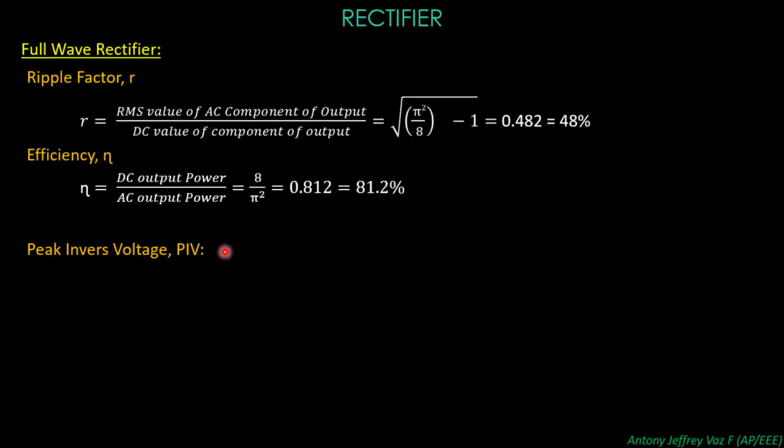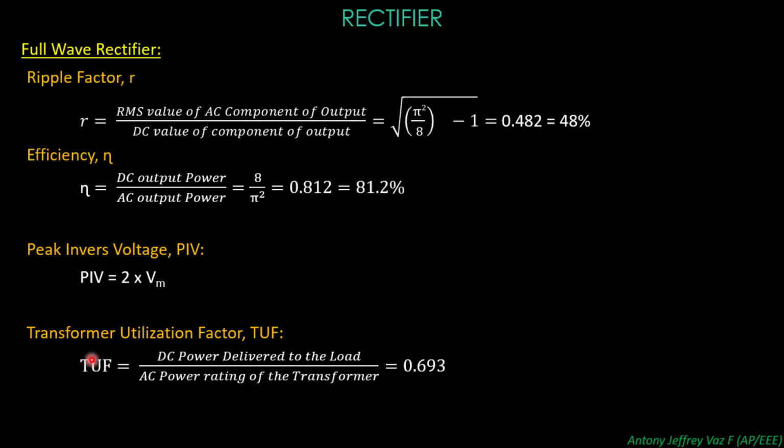Peak inverse voltage is the maximum inverse voltage across the diodes. Here you have two diodes for rectification, so you will have 2 into Vm. The transformer utilization factor is TUF, the amount of the transformer power being utilized to convert the AC into DC. So TUF is the DC power delivered to the load divided by the AC power rating of the transformer, which is 0.693. Now let us move to the advantages of full wave rectifier.